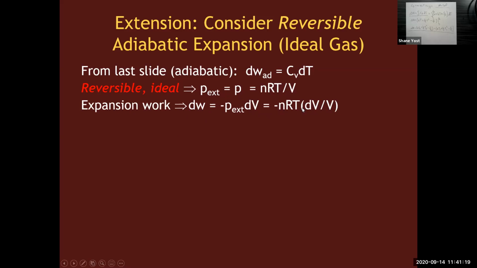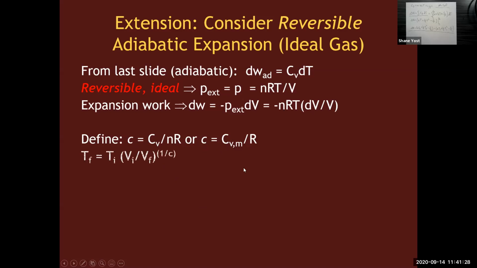I'm going to define some constant here, c, which is CV divided by nR, or CVm divided by R. The math is worked out on the slides and videos online, so I won't go through all of it here. But basically, if we set this dW equal to that dW, the adiabatic work is the same as the work here, so CV dT equals minus nRT dV divided by V.